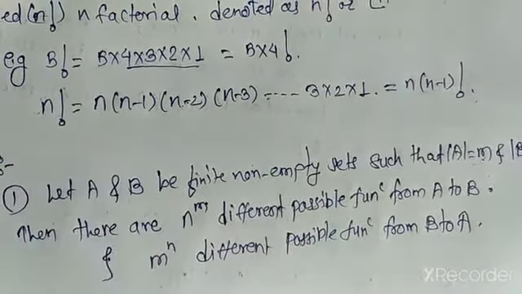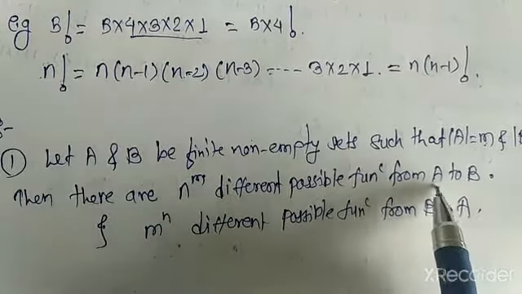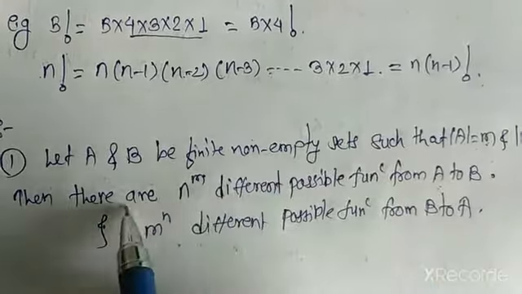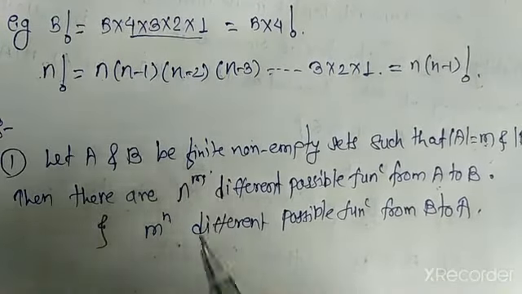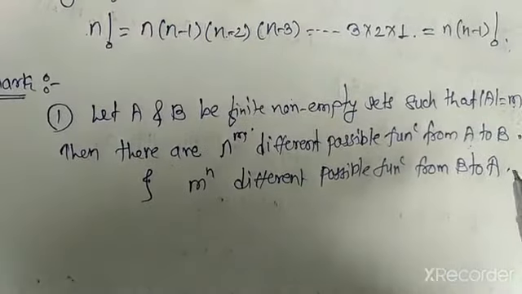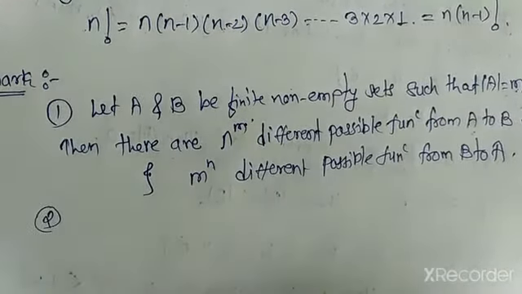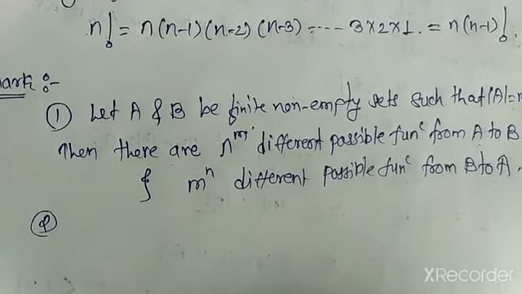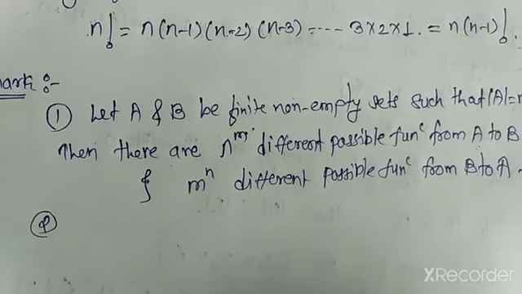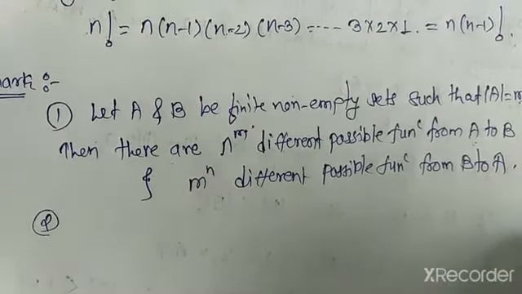So do not get confused here. I have written both conditions. From A to B there are n raised to m functions. For fill in the blanks, these types of questions are asked, so please remember this. The function part comes again in the second paper also. The definition of a function and all this part will be clear in the second paper, algebra.